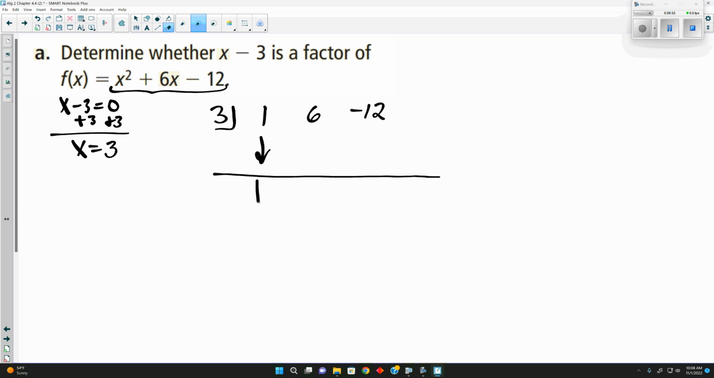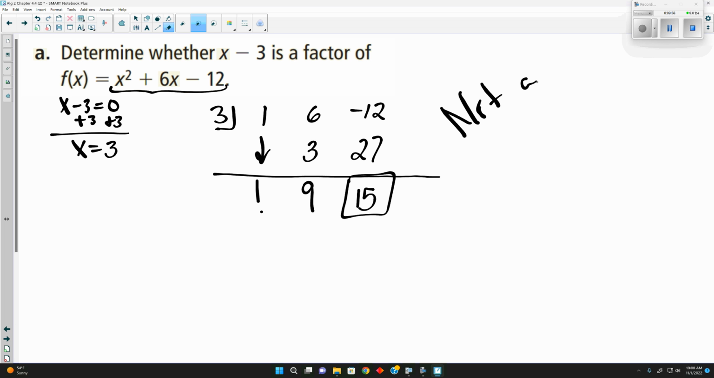Next thing we can do is drop the first term. And we do 3 times 1, which is 3, add straight down, 3 plus 6 is 9, 3 times 9 is 27, add straight down. So is x minus 3 a factor? No, not a factor because the remainder is not 0. Questions on any of this here? Questions on anything we've done so far?